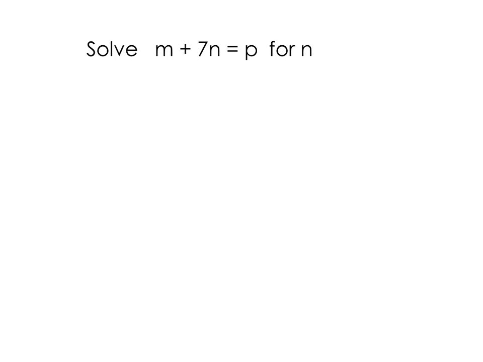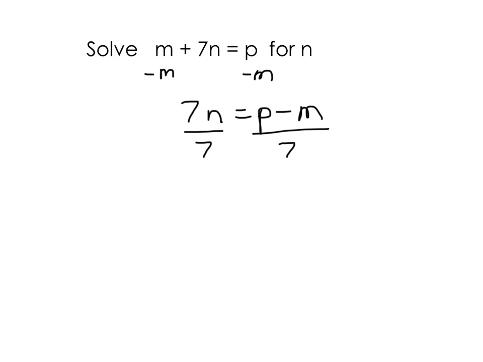Solve this equation for n. So we need to get n by itself. We don't want that m there. The m is being added to the 7n, so we'll subtract m from both sides. So we have 7n equals p minus m. We don't want that 7 there, so we're going to divide both sides by 7. The 7's will cancel, and we're left with n equals (p minus m) over 7. And that's our solution.